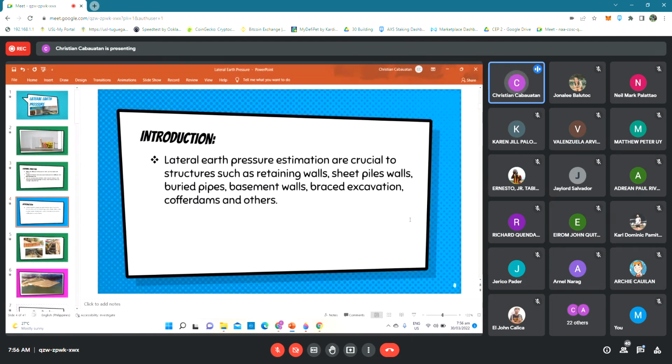Lateral earth pressure estimation is crucial to structures such as retaining walls, sheet pile walls, buried pipes, basement walls, braced excavations, coffer dams, and others. But for this topic, we would understand lateral earth pressure in retaining walls, and later on in sheet pile walls, and then in braced excavations, or some people know it as braced cuts. Later on in your finals, those two.